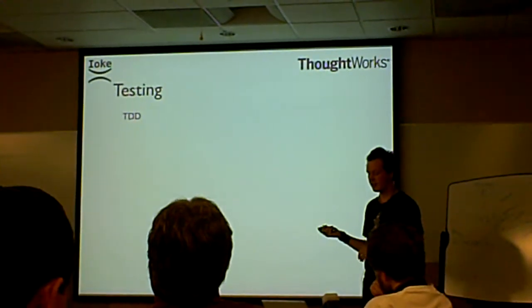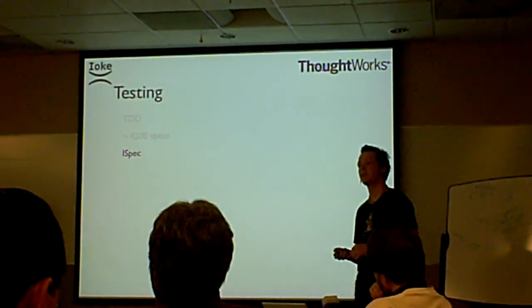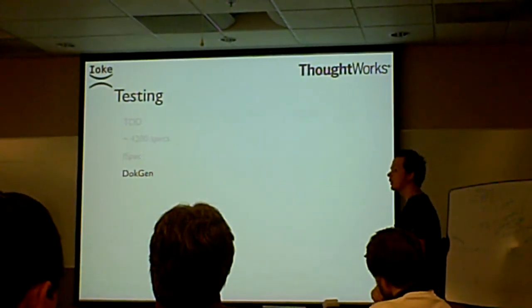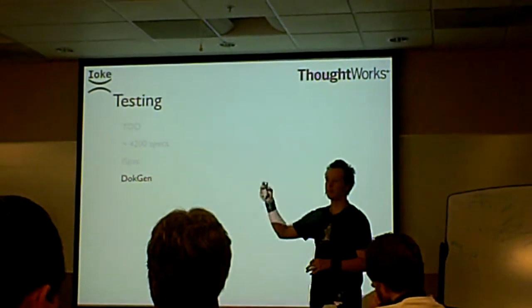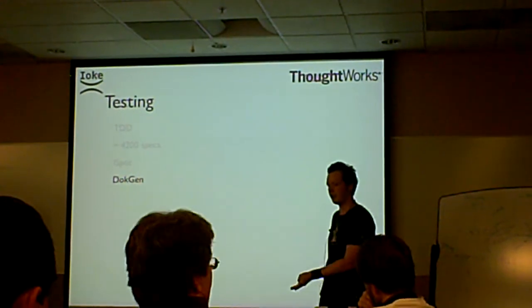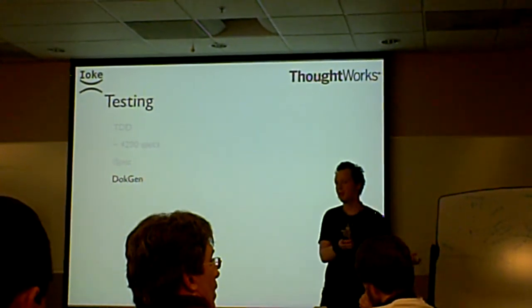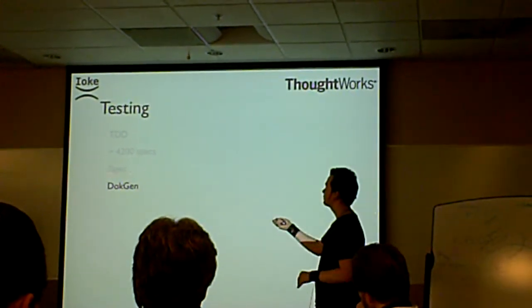Let's see, I mentioned TDD. I have about 4,000 specs right now. Testing framework called ISpec. It's organized in such a way that I have a documentation generation tool that generates HTML from the living structure of the language after it starts up. I can generate documentation based on the full structure of the language. And I combine that with the specifications.